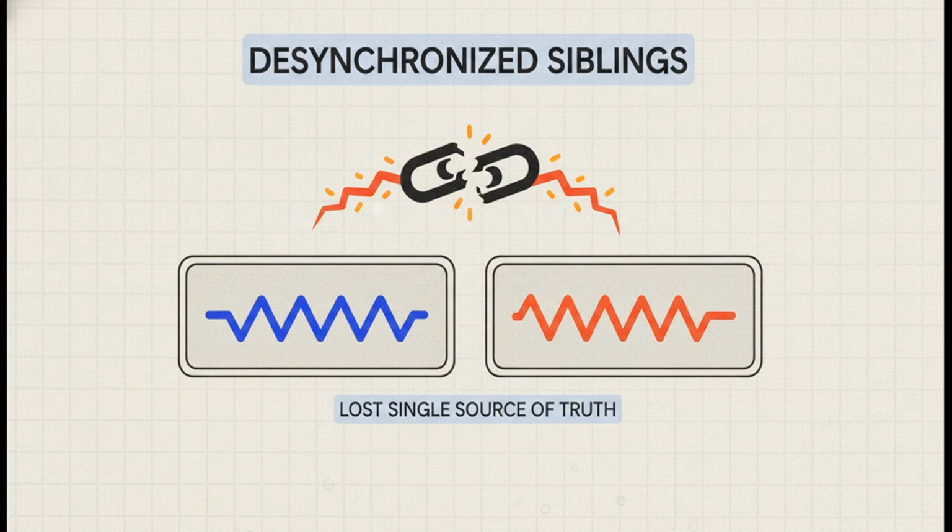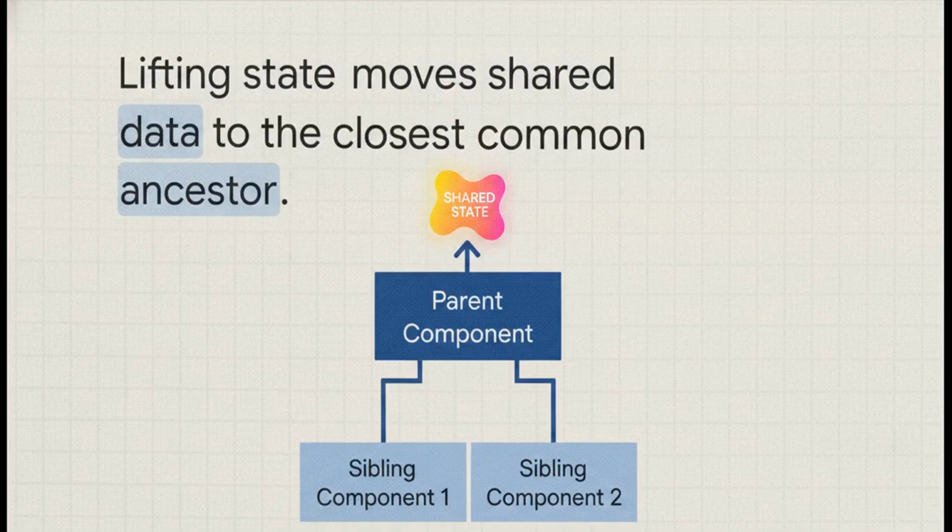If each input just holds its own local state via useState, they're going to drift out of sync super fast. They lose their single source of truth, and suddenly your interface is just a disjointed mess. The architectural fix for this is a classic pattern called lifting state up. Basically, you extract that shared state and its update logic, and you move it right up the component tree to the closest common ancestor of those siblings.